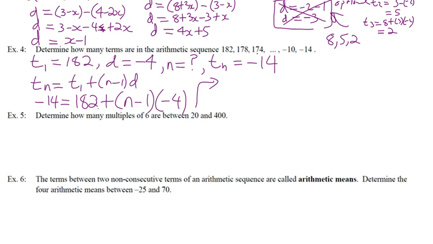All right, what's the first step? Subtract 182 from both sides, right? Because what we don't want to do is expand this and collect terms and all that. Just subtract 182. So that gives me what? Negative 196 is equal to n minus 1 times negative 4. What's the next step? Divide both sides by negative 4.